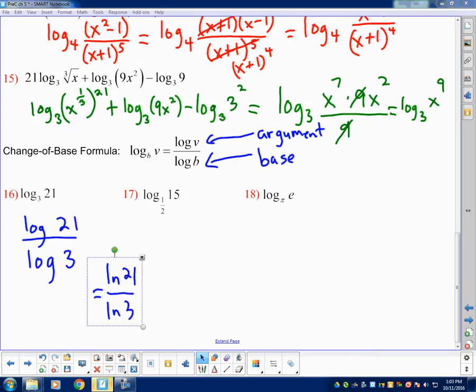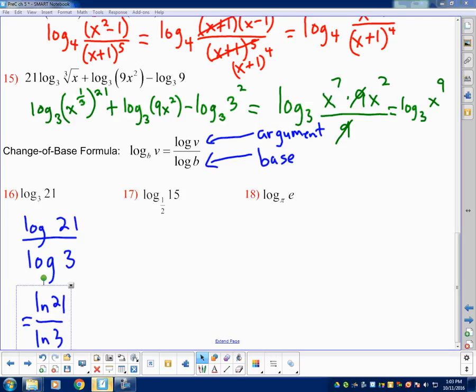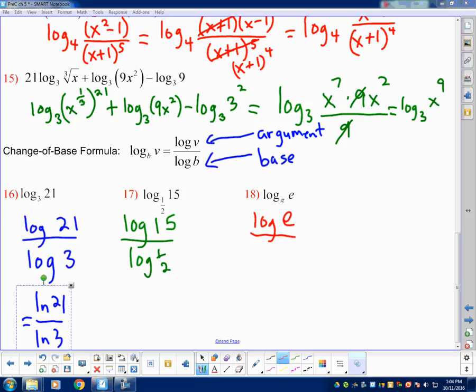Let's just take this, put that down there. So just make a note of that. So here, this would be log of 15 over log of 1/2, and your choice if you want to use log base 10 or ln. And what would this be here? Yeah, log of e over log of pi. Now, if you wanted to be real cute here, if you used ln instead, you could actually simplify this a little bit more, because ln of e is equal to 1.